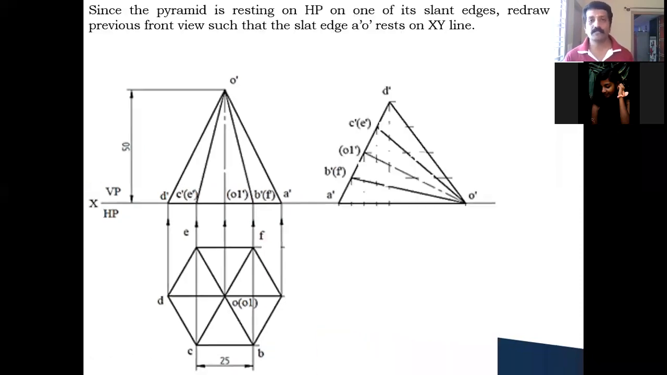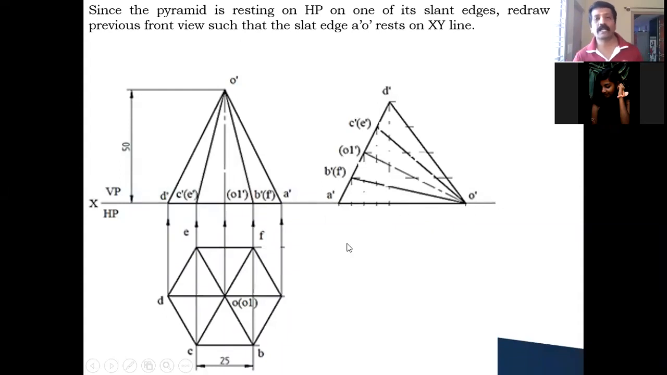Next, second position. So he has told that it is resting on one of its slant edges. So it has got six slant edges, right? On the right side, which I have taken as the corner, that is A, and the edge which joins that corner to the apex, that is A dash O dash. So that is the slant edge, right side. Okay. What you should do is redraw this triangle such that the slant edge A dash O dash should rest or lie on the XY line like this.